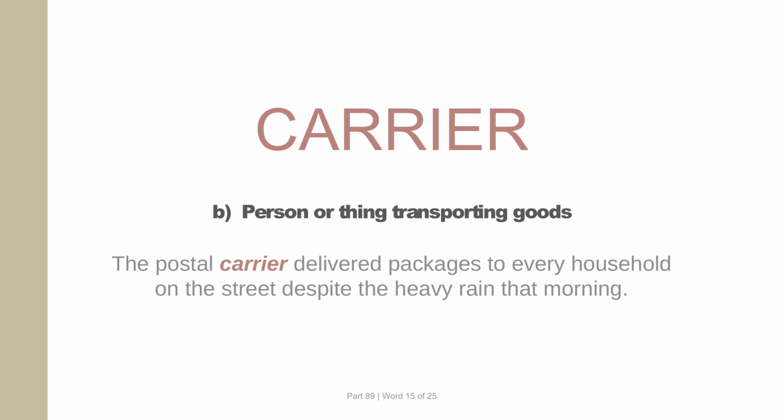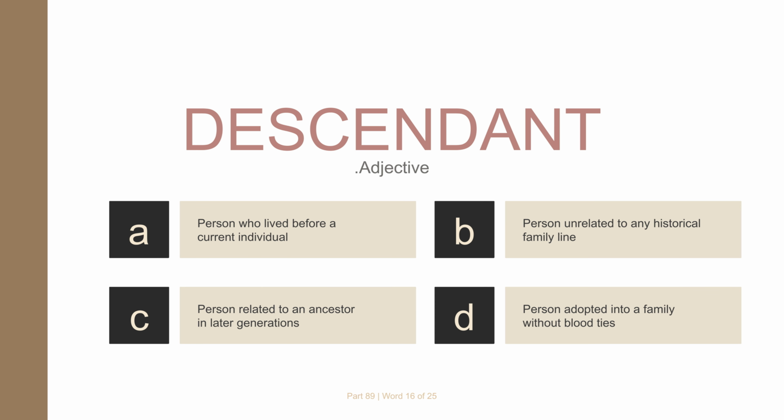Question 16. What is the meaning of descendant? Option A, person who lived before a current individual. Option B, person unrelated to any historical family line. Option C, person related to an ancestor in later generations. Option D, person adopted into a family without blood ties.